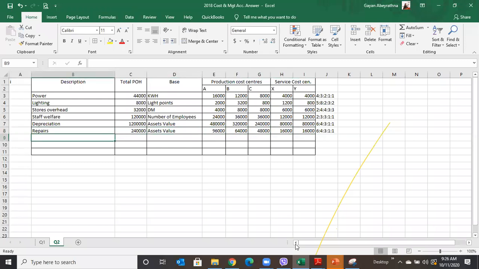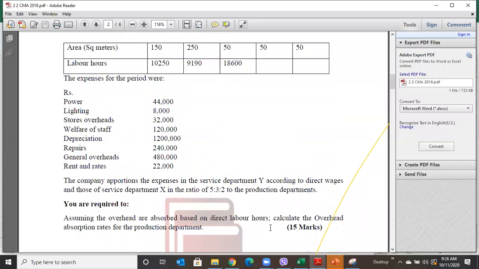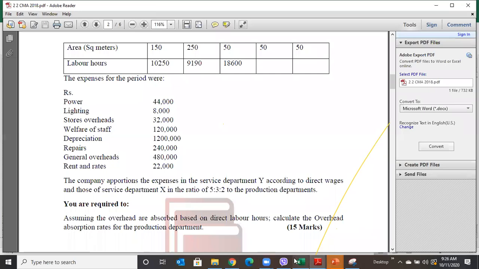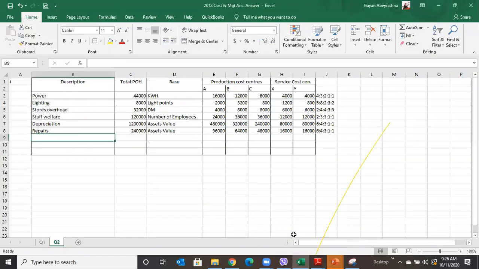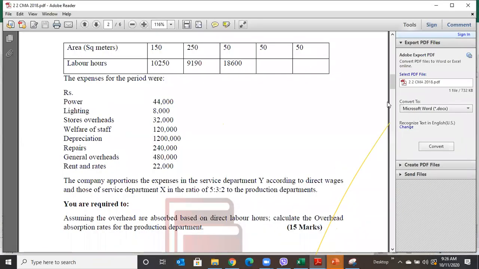The next one, F1. I'm making this here, if wrong, General. Okay, what is the next item? General overheads. General allowance. Yeah, general overheads 480. What should be the base? Direct materials.